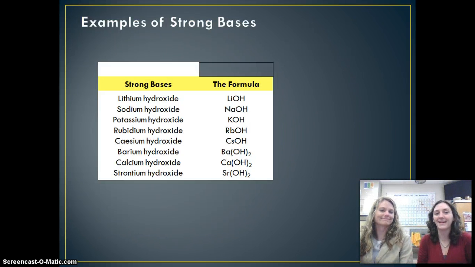Okay. Examples of strong bases. These are a lot of your really strong bases. Ones that you will see often will be sodium hydroxide, potassium hydroxide, lithium hydroxide. Those are the ones we use in class a lot. Cesium hydroxide, maybe. Barium, calcium and strontium we have used before. But what's the pattern that you see? They all end in hydroxide. They're all giving off the OH. And they're all paired with one metal ion. So if you see a polyatomic ion paired with a hydroxide, then it's probably going to be a weak base.